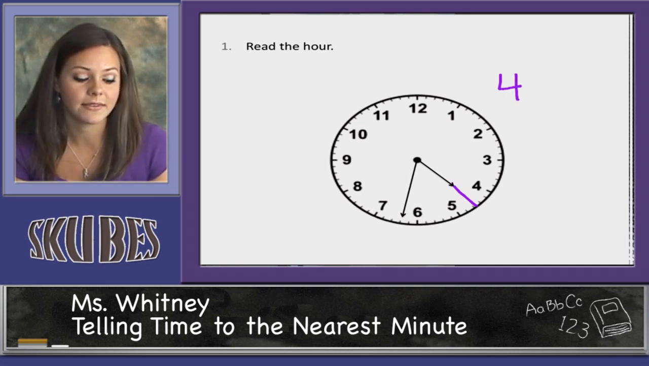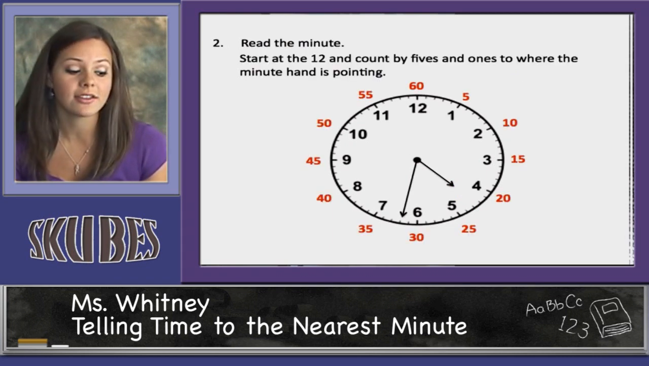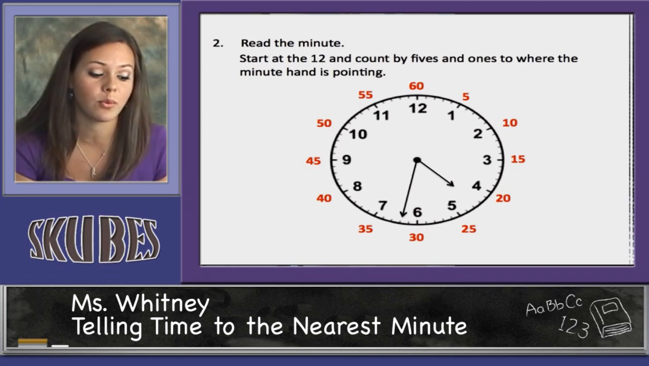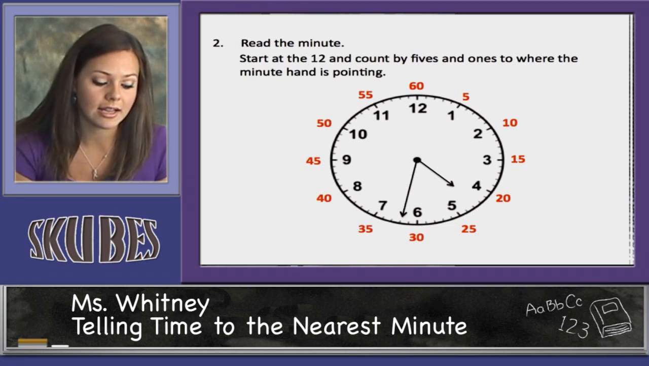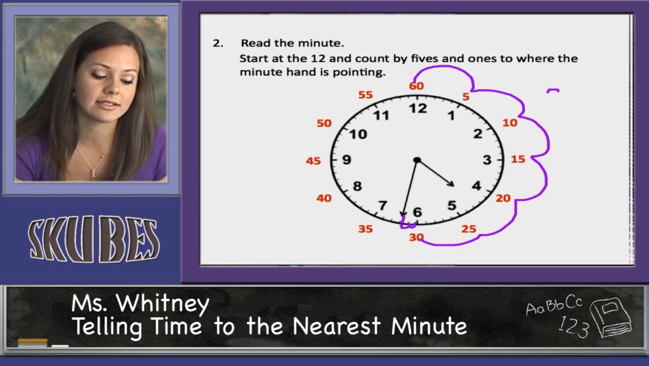The next step is to read the minute hand. When reading the minute hand, we start at the 12 and count by 5s and 1s to where the minute hand is pointing. So the minute hand is pointing here. We'll start at the top, 5, 10, 15, 20, 25, 30. Now we count by 1s, 31, 32. So we read this as 32.